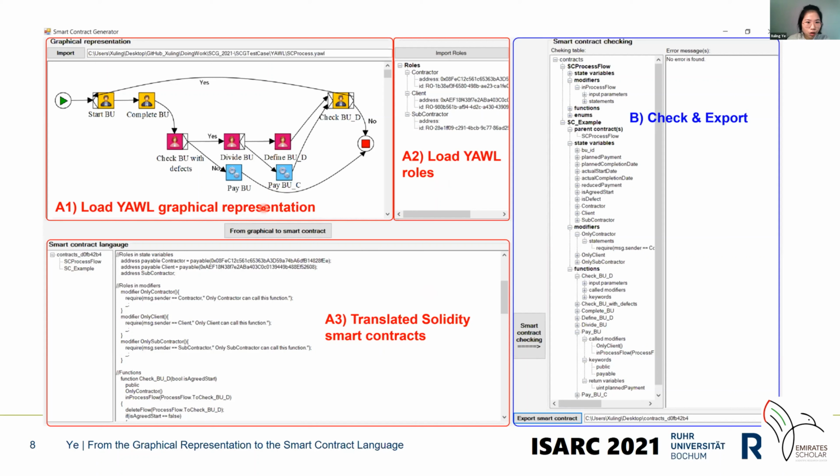After clicking the From Graphical to Smart Contract button, the corresponding smart contract files with the 3 folders and the text will be shown in A3. After clicking the smart contract checking button, a checking table with error messages will be shown in part B. And after clicking the export smart contract button, the contract folder with 2 smart contract files will be exported.